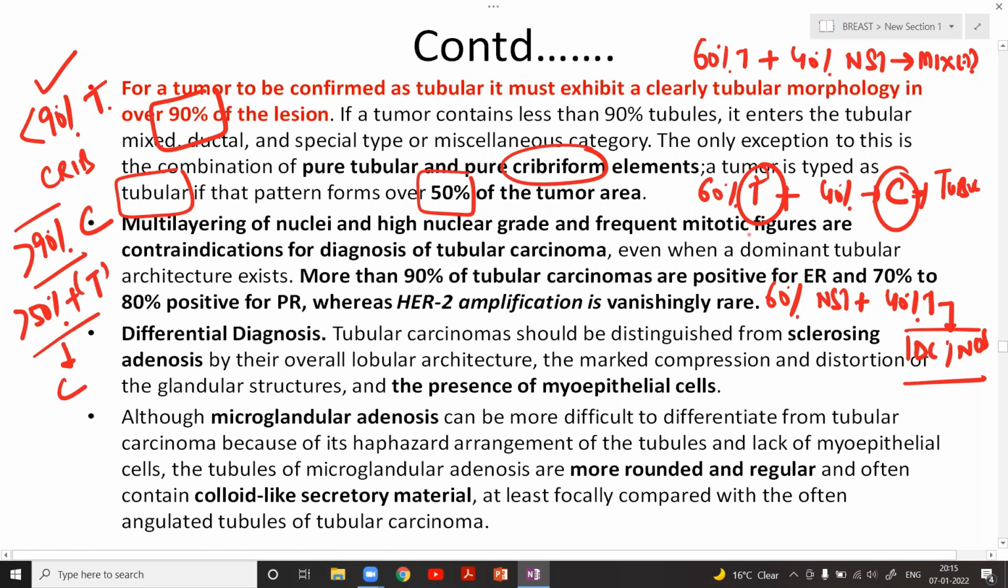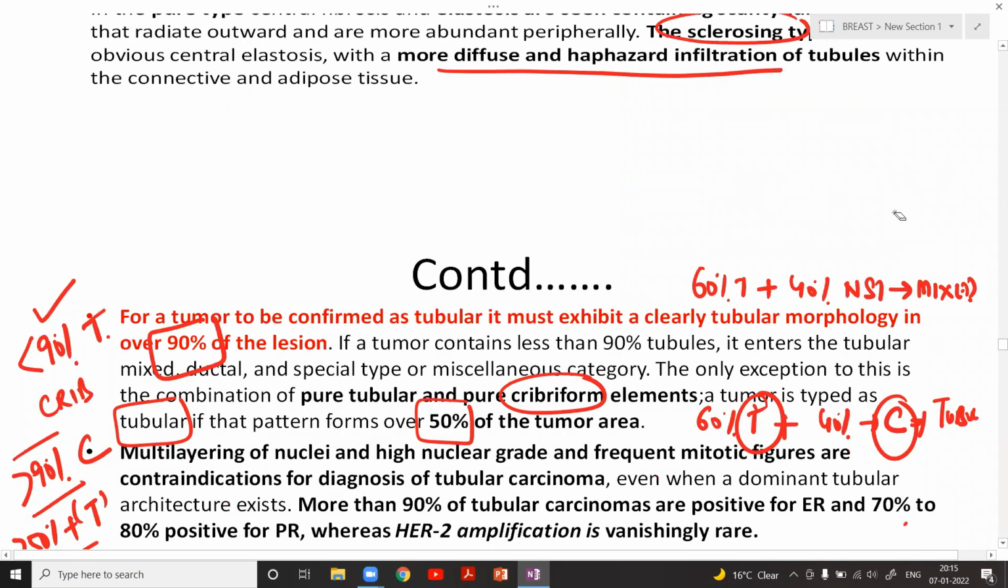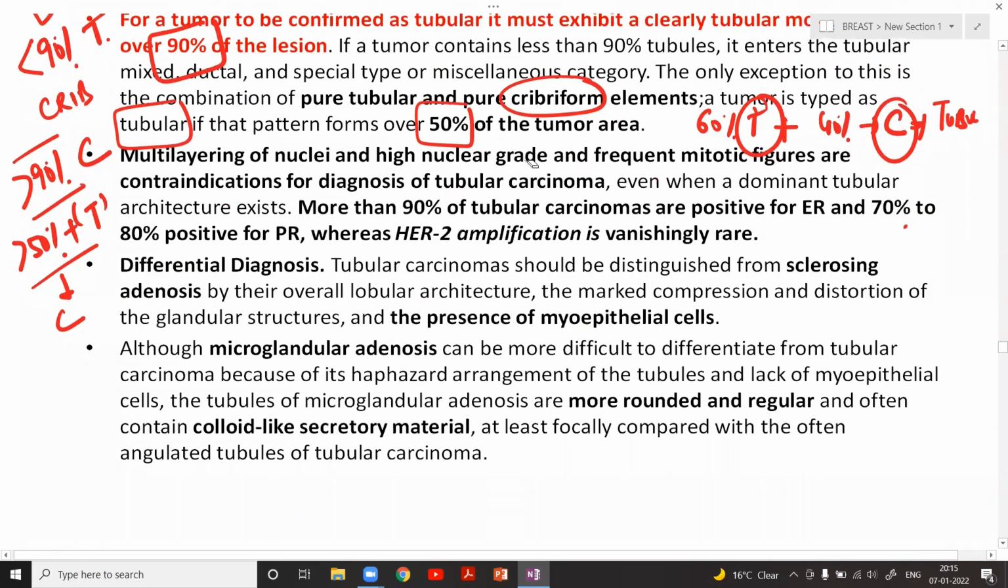Okay, I will discuss it again when we discuss the cribriform variety. Now, as we see in other kinds of breast carcinoma, just remember one thing. Tubular carcinoma is so nice that if you see any multi-layering of the nucleus, a high-grade nucleus, or frequent mitotic figures, it goes against the diagnosis of tubular carcinoma.